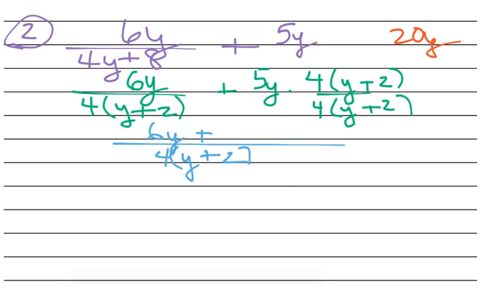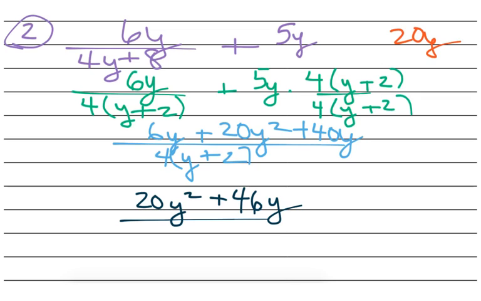And that 20y is going to distribute to the other y, giving me 20y squared. And again, this 20y would distribute to the 2, giving me 40y. Now, I don't have to rewrite anything over here because we have the least common multiple. We're done. Now, we have to combine like terms in the top fraction. So I'll write the highest degree first, 20y squared, and then I'll write plus 46y. All of this is going to be over the quantity 4 times y plus 2.